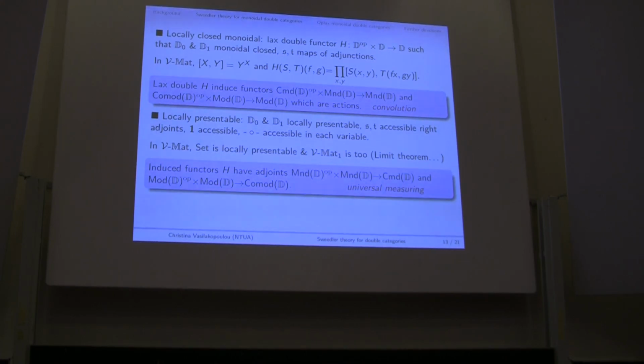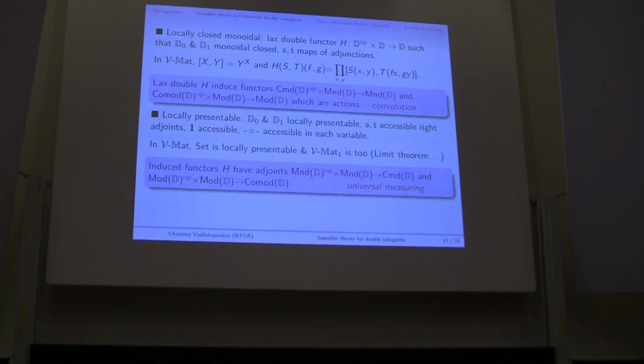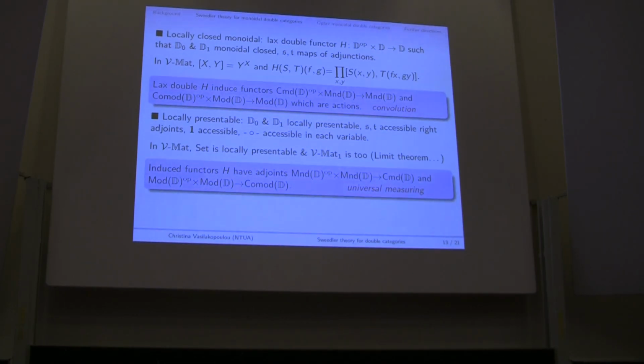Okay, and that's the end. This is how we finish with this story. Having these conditions, the induced functors H, the convolution functors, both have adjoints. This is the generalization of the universal measuring coalgebra and comodule functors we had before. So we do obtain the enrichments of monads and comonads and of modules and comodules in the general setting of a double category.